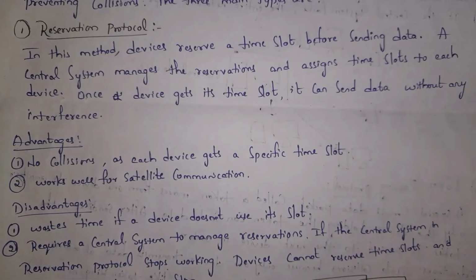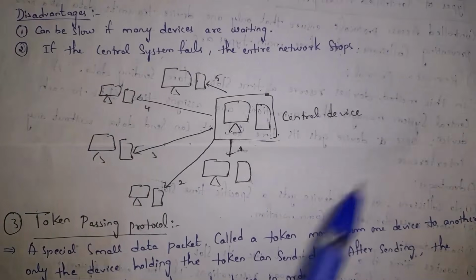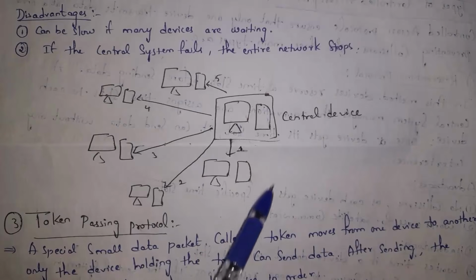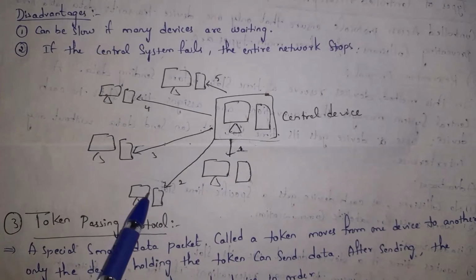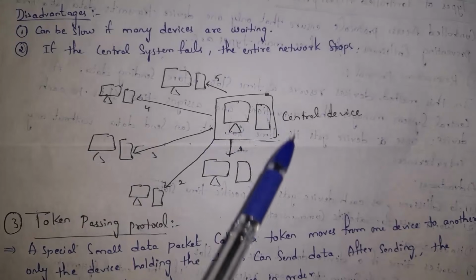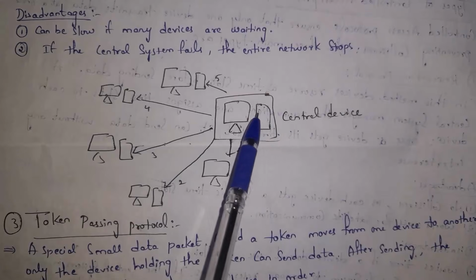Next I will explain what the polling protocol is. For example, if you want to vote, you go to a polling booth. In the polling booth, there will be one employee. He will call each person in order to vote. Even in the polling protocol, there will be one central device. This central device will call each device in order to send data. Once device 1 sends data, the system will call device 2. Again device 2 will send data. So the central computer will call each device in a circular manner. If a device doesn't want to send data, then the central system will call the next device.